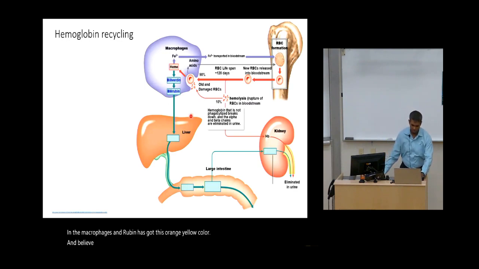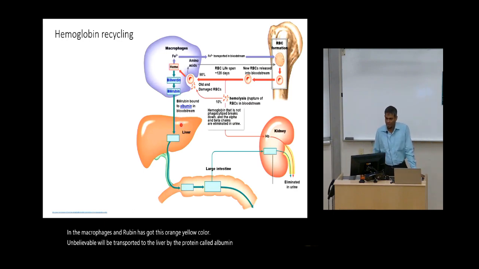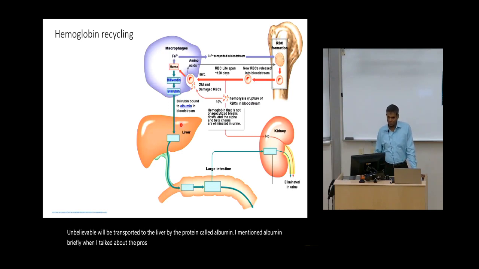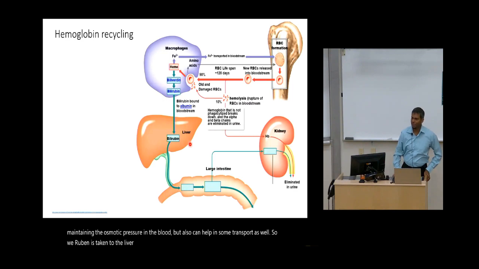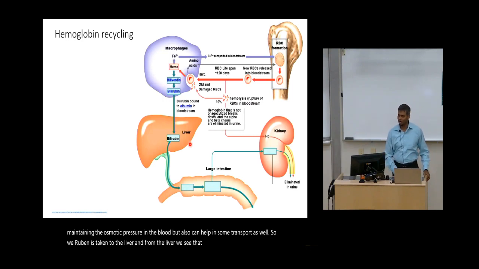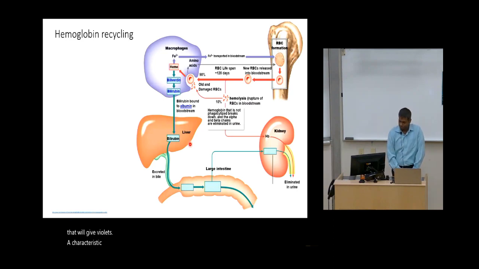will be transported to the liver by the protein called albumin. I mentioned albumin briefly when I talked about the proteins in the plasma. So albumin not only plays a role in maintaining the osmotic pressure in the blood, but also can help in some transport as well. So bilirubin is taken to the liver, and from the liver we see that it is going to enter into the bile, and that will give bile its characteristic color as well.